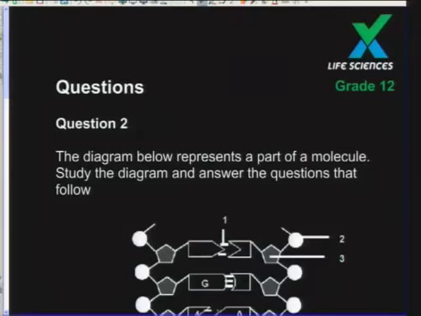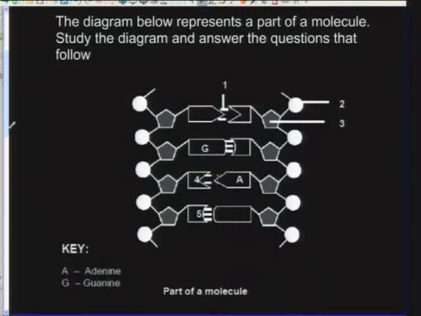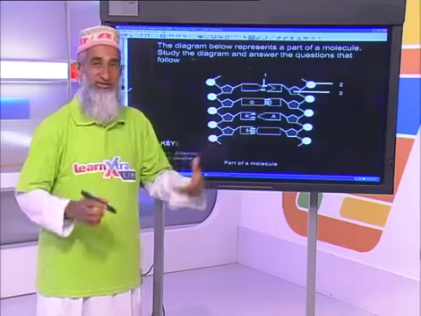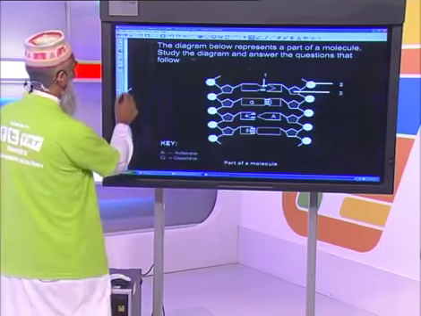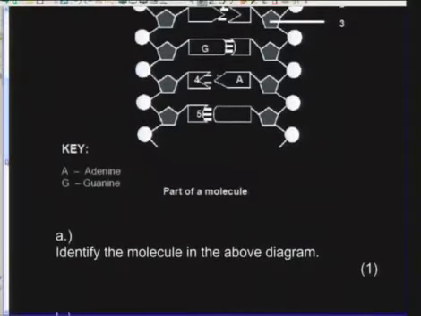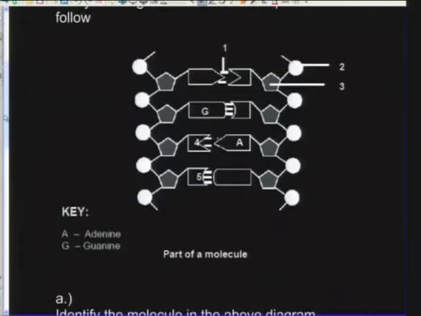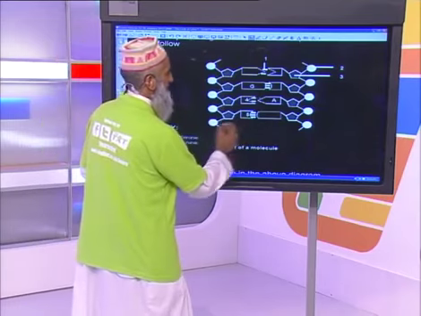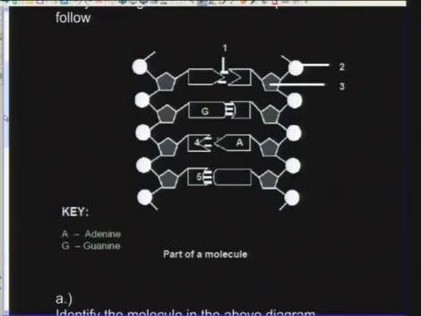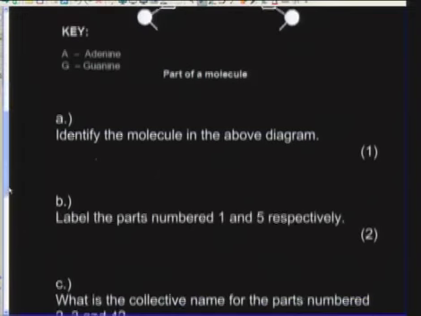We move on now to the structure of DNA. The diagram below represents a part of a molecule. Study the diagram and answer the questions that follow. They're giving you A is adenine, G is guanine. By now you should know that. Even if they don't give you the key, A is adenine in a DNA, G is guanine, C for cytosine, and T for thymine. And they've given you the molecule there, and they're saying identify the molecule above. Because we did DNA today, it's easy, but in exams you've done DNA, you've done RNA, so it's difficult. But what you're going to look at is that it has two strands, double strand, so therefore this is DNA.